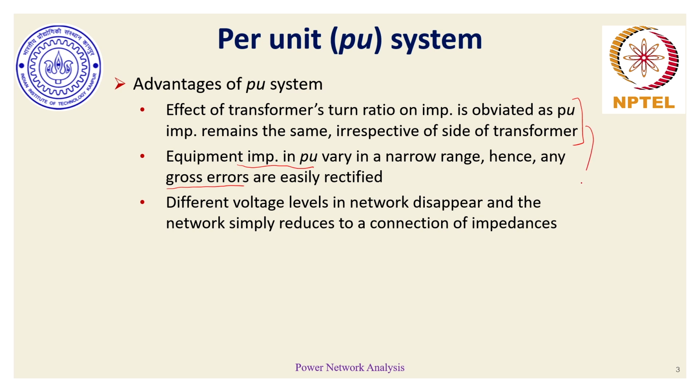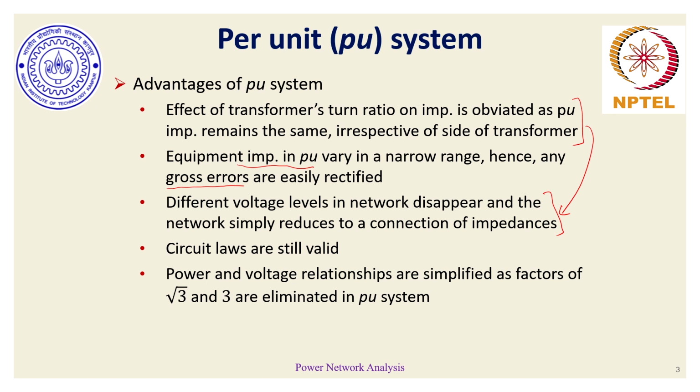This happens because the voltage levels are all avoided, and all the network impedances appear as if connected to a single source. And more importantly, the basic circuit laws like Kirchhoff's current law, voltage law, and all network theorems are still applicable and valid. And the beauty is that the factors of root 3 and 3 involved in three-phase circuit evaluation, specifically from power and voltage perspective, need not be considered in per unit analysis.